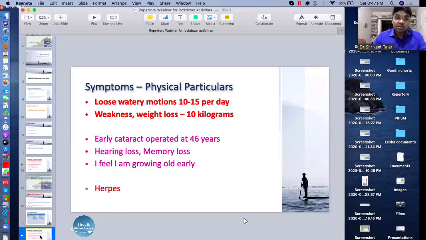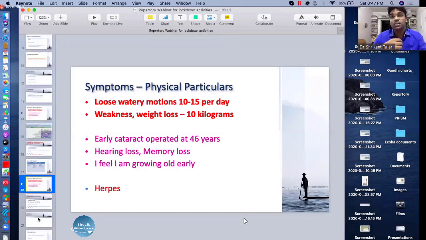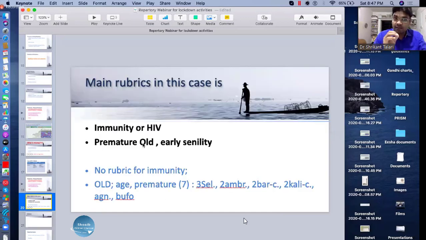Right? So this we can call partial generalization, or Boger's pathological general, or Boenninghausen's grand generalization. So these are the two rubrics from all these symptoms. Only two things to affect immunity. It has to have HIV. Second, it has to have premature old senility. Now I search the repertory. I find there is no such rubric in the repertory which says low immunity or HIV, remedies which have HIV. So I don't find any rubric there. So the only rubric I take is old age premature, right?